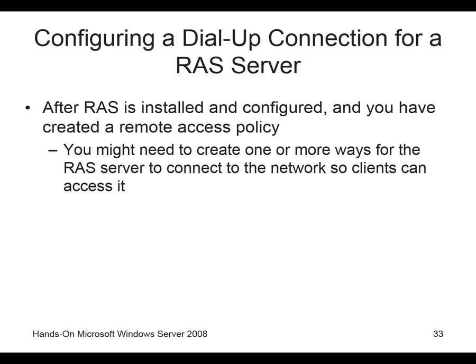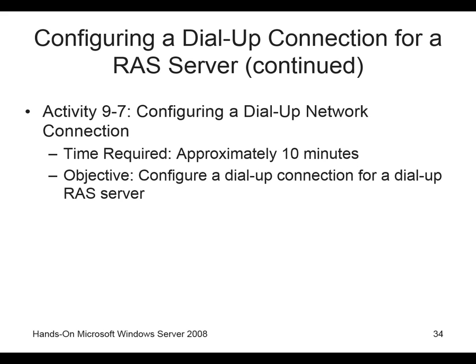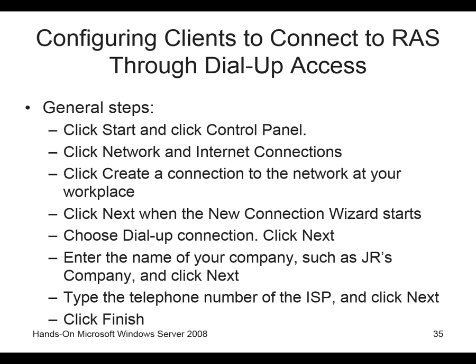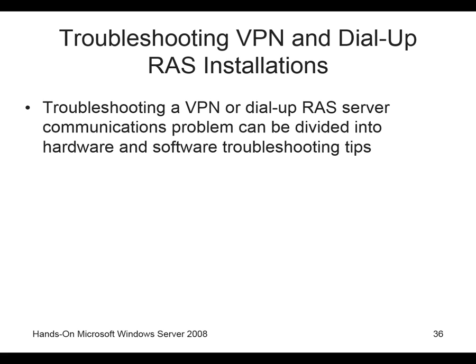After RAS is installed and configured, you can then create your policy. What you can do for your policy, you can click Start, Control Panel, Network, Internet Connections, create a connection, go through the steps, create your VPN tunnel. Okay, y'all have seen the little network icons that say VPN connectivity? That's what it is.